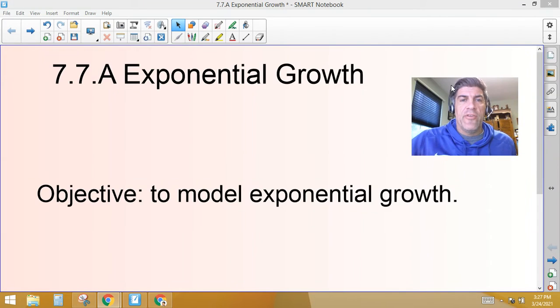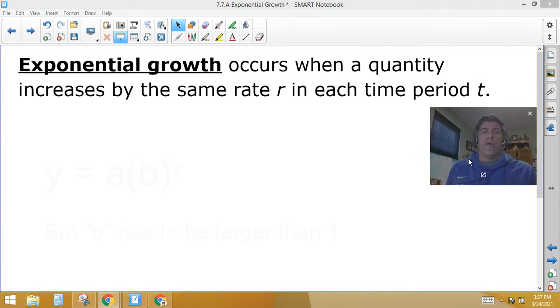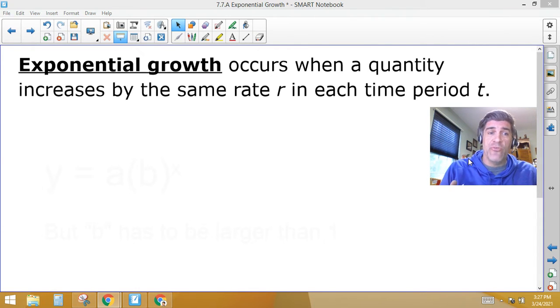Hey everybody, we're on to 7.7a, exponential growth, and we are going to model exponential growth. Talk about what it is and then an example of it in real life. So, exponential growth occurs when a quantity increases by the same rate in each time period. So, it's an exponential function, but this is when it would be an increasing exponential function.